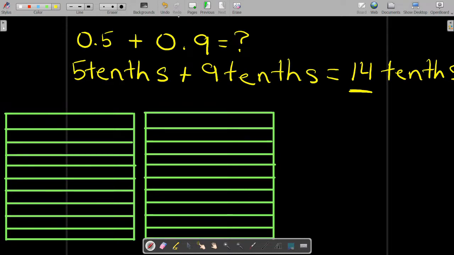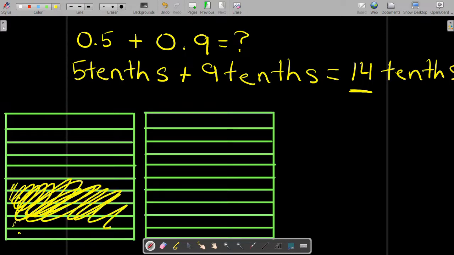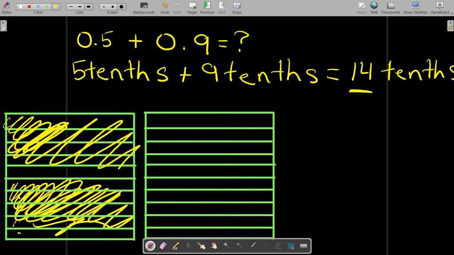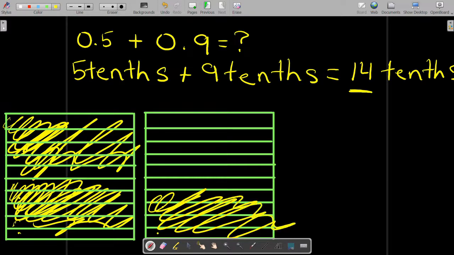Well, here we have 0.5, or 5/10. So we have 1, 2, 3, 4, 5. So all of this is colored in as 0.5. Now we have another 9/10, which, well, the rest of this would be 5 because there are 10 in each box. And we would have 4 more, so 1, 2, 3, 4. So that is 0.5 plus 9/10.